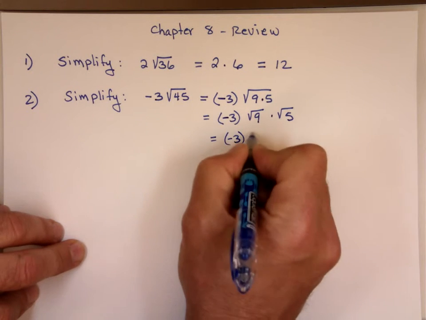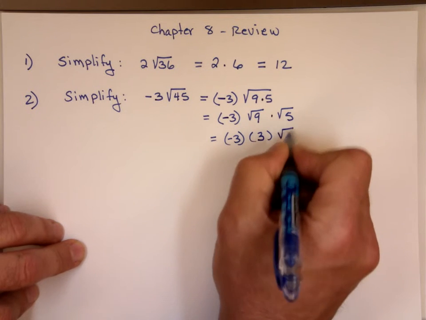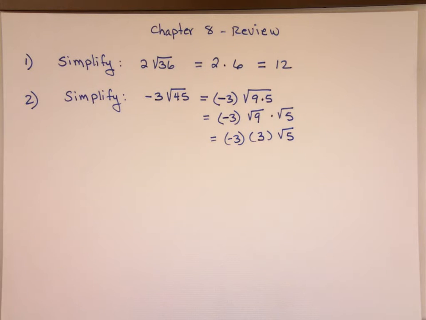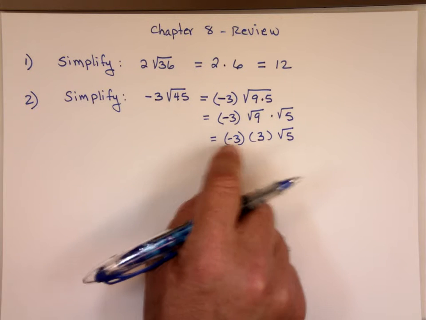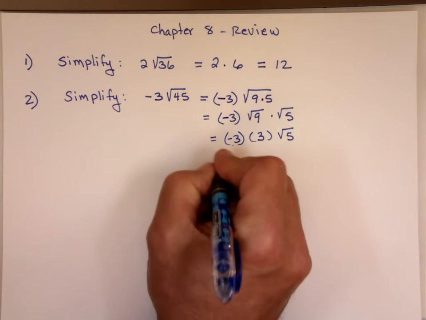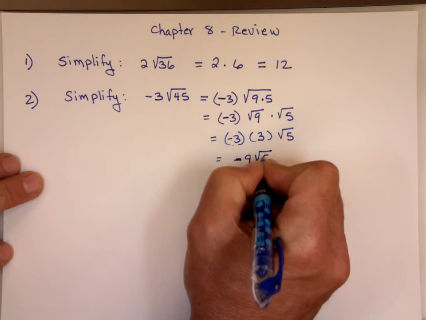What is the square root of 9? The square root of 9 is 3 times the square root of 5. Now these two numbers don't have a square root with them, so you can multiply them out. What's -3 times the -3? That's -9 the square root of 5.